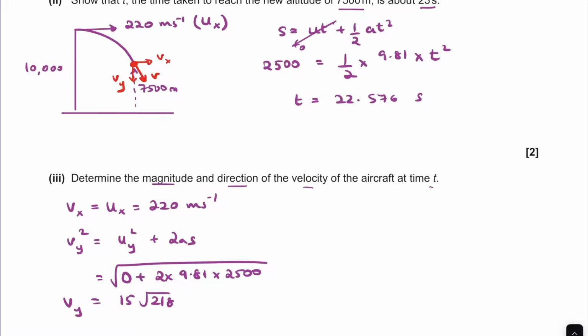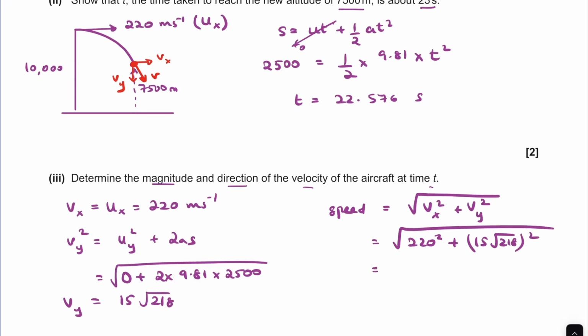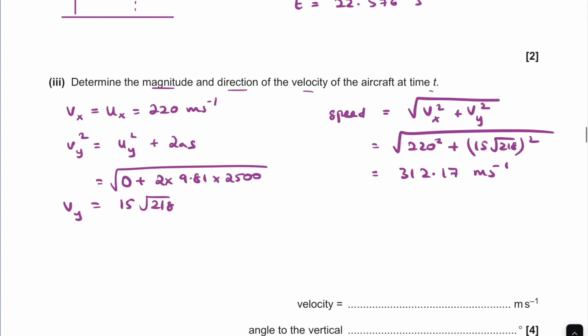And so the speed is going to be equal to vx squared plus vy squared all square rooted together, as it's the magnitude of the two components. Having put all those numbers in, so 15 root 218 squared, that gives me a value of 312.17 meters per second, and that is, to two significant figures, 310.